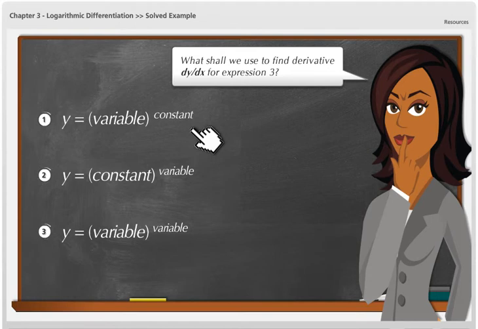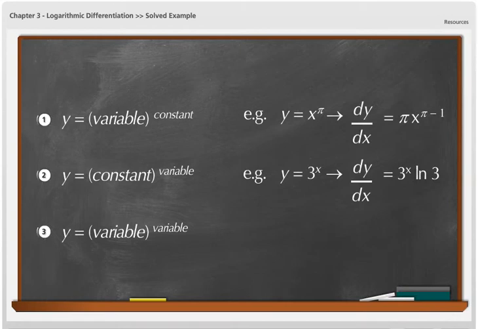Are we going to consider it as a type 1 expression and find the derivative using the power rule? Or are we going to consider it like the second type, as an exponential function, and find the derivative as an exponential function? Well, in this case, neither. In order to find the derivative here, we need to use something which is called logarithmic differentiation.